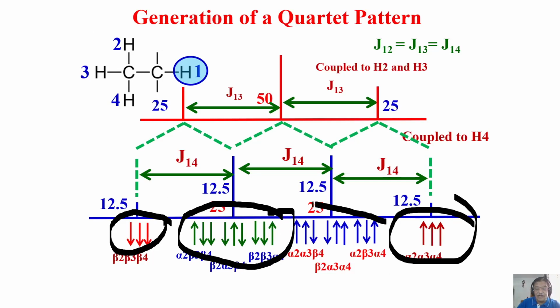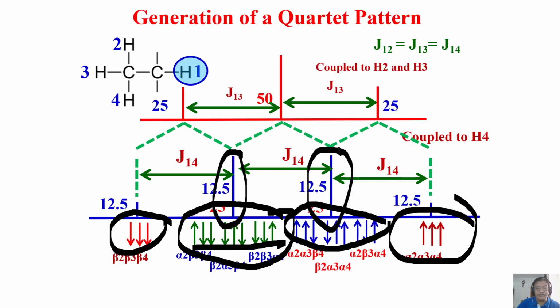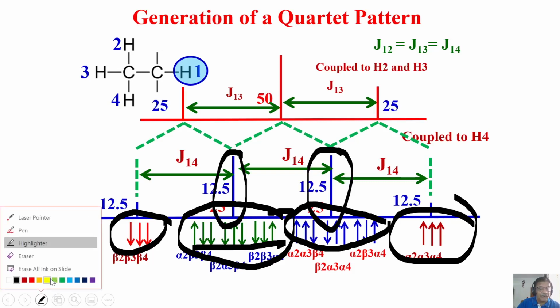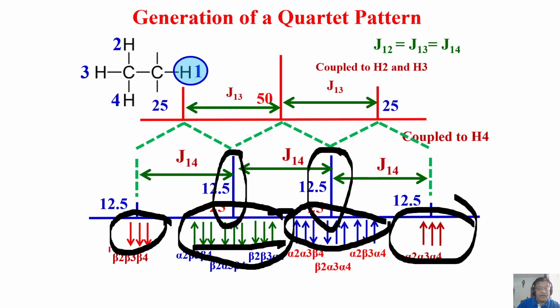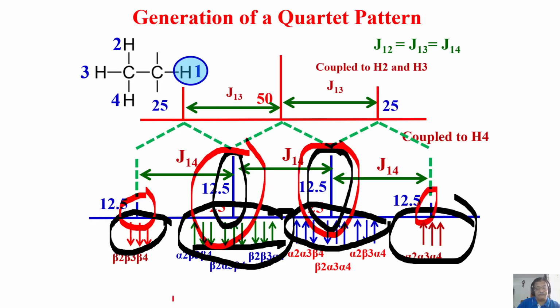This is a situation of two up and one down. So there are three possibilities of equal strength, equal intensity. As a consequence, this is 3 times intensity. So what are we going to get? We get a quartet of intensity 1, 3, 3 and 1.